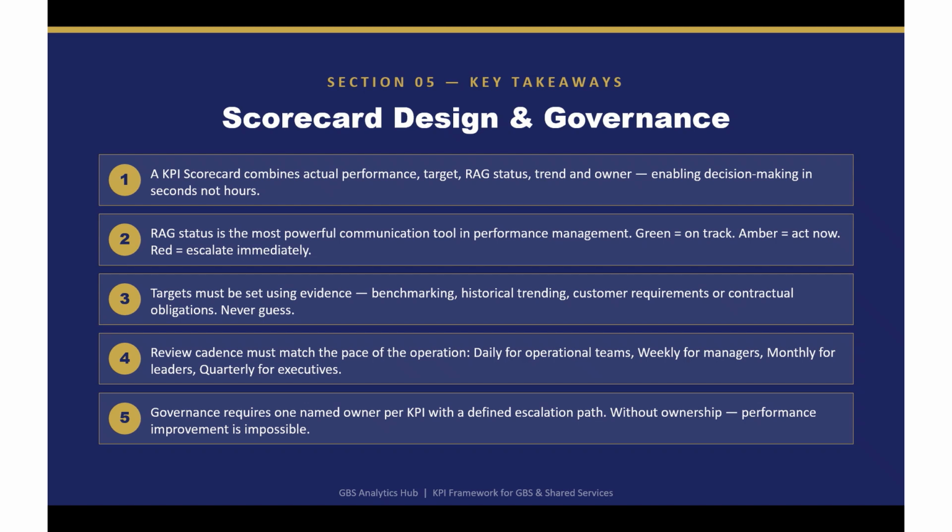Four, review cadence must match the pace of the operation. Daily for operations, weekly for managers, monthly for leaders, quarterly for executives. Five, governance requires one named owner per KPI with a defined escalation path. Without ownership, performance improvement is impossible.